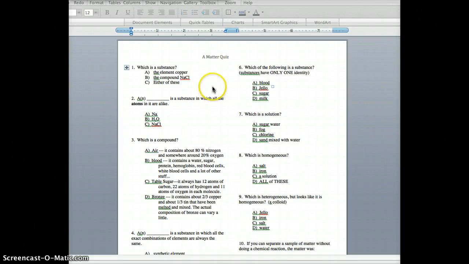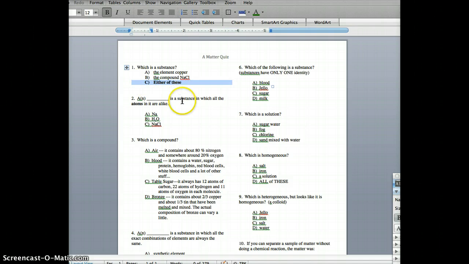This is the multiple choice section of the matter test that we took at the beginning of the year, which is a substance. A substance is something with a single identity. It could be an element or it could be a compound, like water has a single identity. In this case, NaCl has a single identity, so the best answer is C, either one of those.